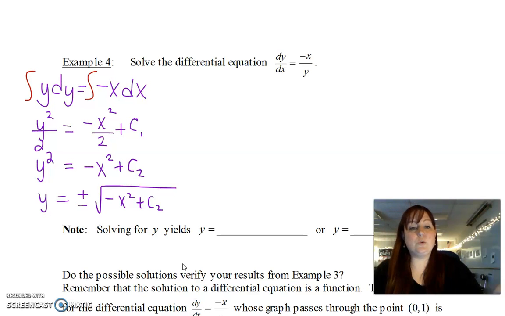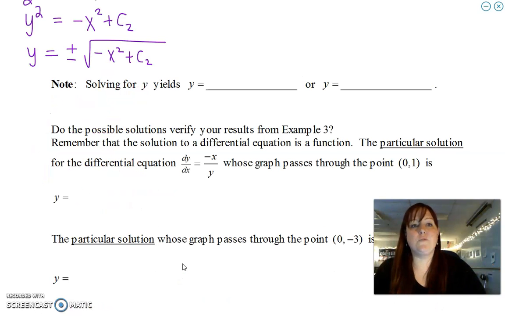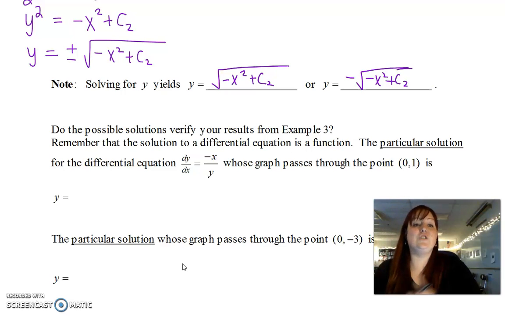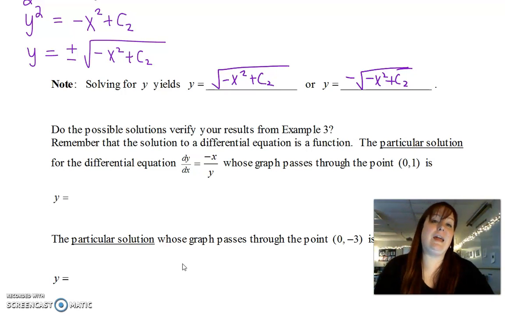And so we get y equals plus or minus the square root of negative x squared plus c2. So what are our two functions that come from this differential equation? Well, it's positive square root of negative x squared plus c2 and negative square root of negative x squared plus c2. So those are our two functions, and do those represent what we found in the first example? Yeah, those are semicircles, right? And so we found a semicircle. So we in fact have the equation and the slope field to support that.